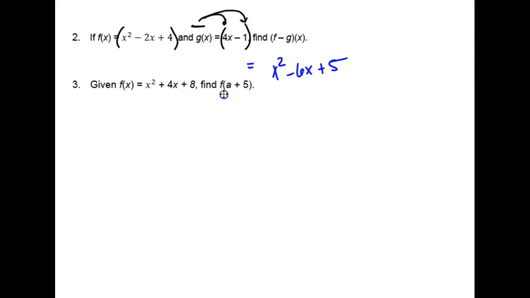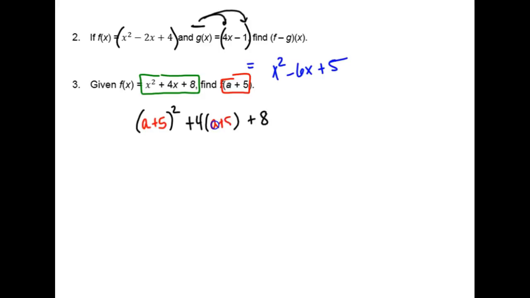This next question is an evaluation question for a quadratic function where they want you to plug in, instead of x, a plus 5. So parentheses are key, and knowing how to use those parentheses properly is also key. So substituting in an a plus 5, and you all know which part I'm worried about. It's that first binomial that's being squared.